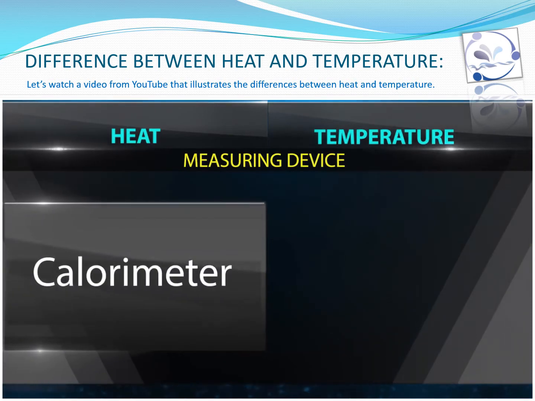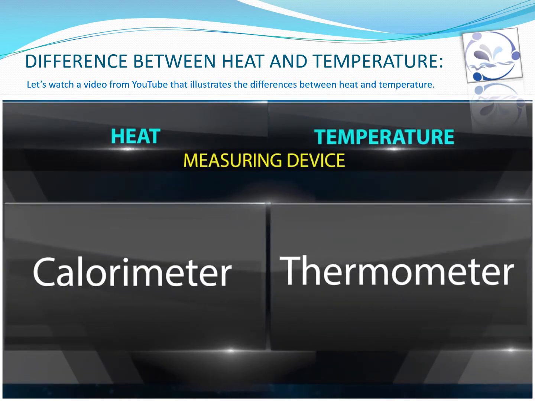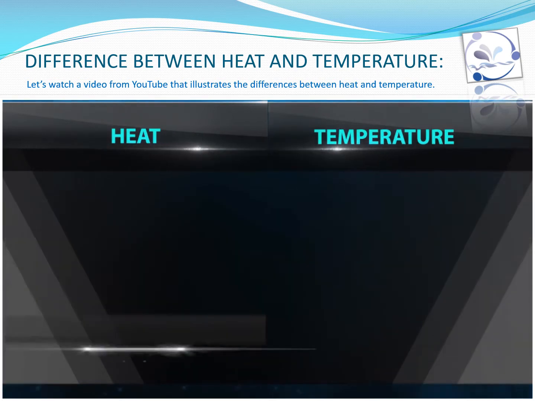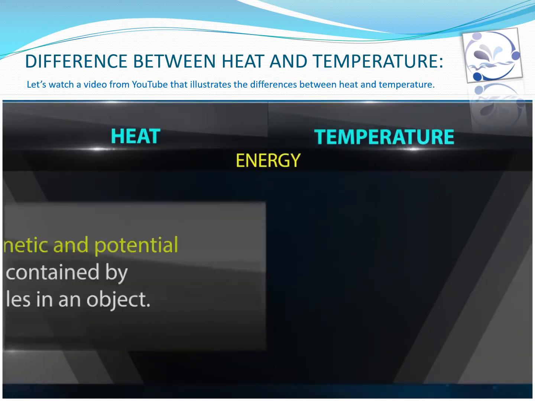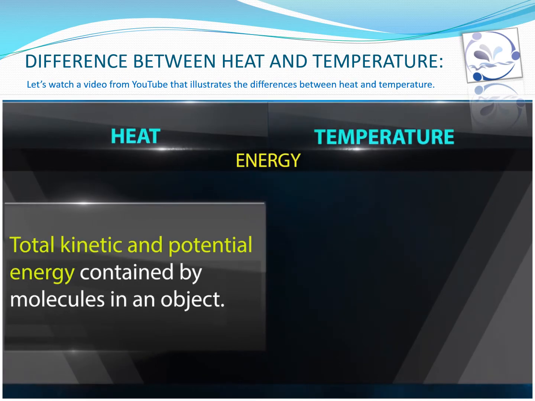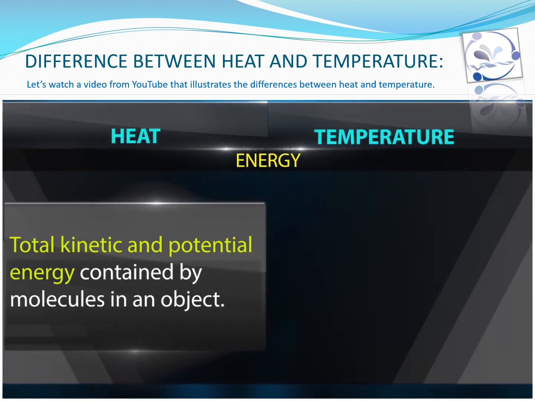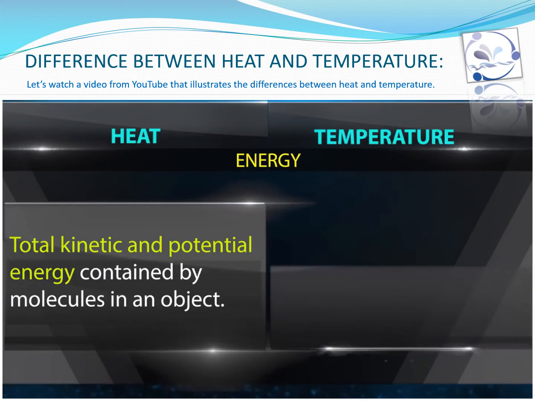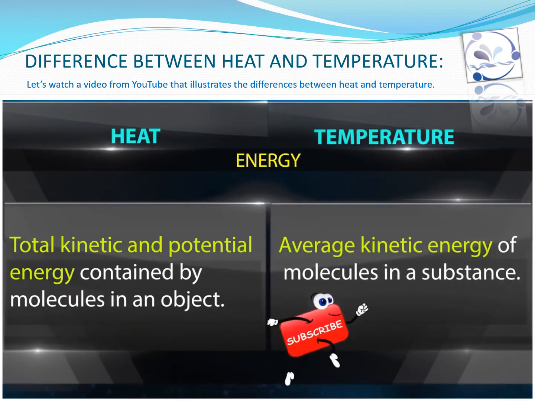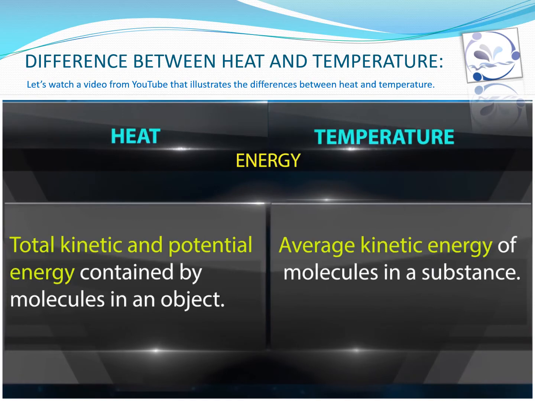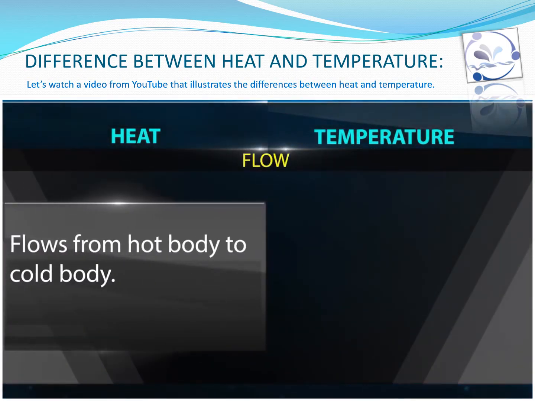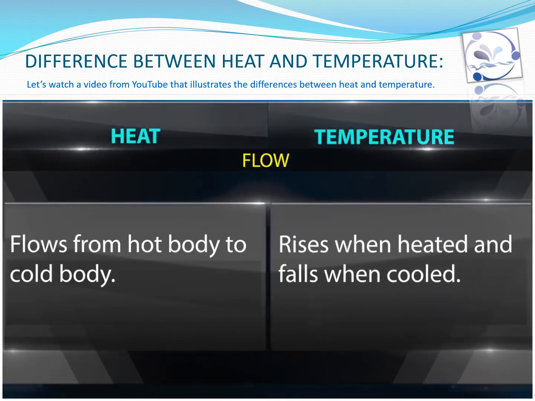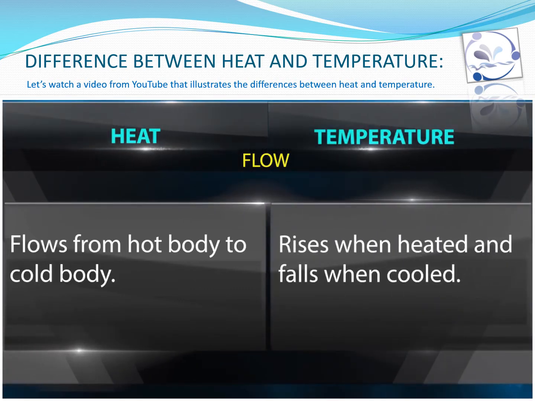Measuring device of heat, calorimeter. Measuring device of temperature, thermometer. Representation of heat, Q. Representation of temperature, T. Energy, heat, total kinetic and potential energy contained by molecules in an object. Energy, temperature, average kinetic energy of molecules in a substance. Flow, heat, flows from hot body to cold body. Flow, temperature, rises when heated and falls when cold.